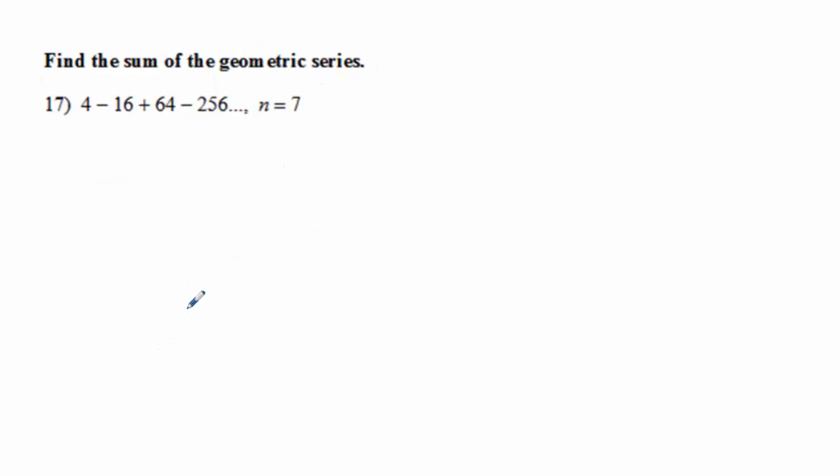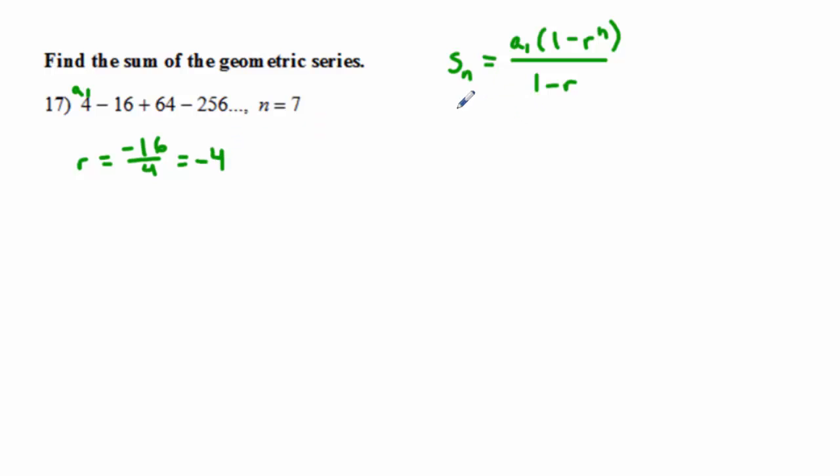Find the sum of the geometric series. So our formula isn't given here, and that was wrong because sum means I need to use S of n. So we've got to figure out the sum for a geometric series. Since I know what n is, I use the formula that has a1, 1 minus r to the n on top, and then 1 minus r on bottom. So I need to know what my first term is, which is 4, and I need to know what r is. So second term over first term gives me negative 4.